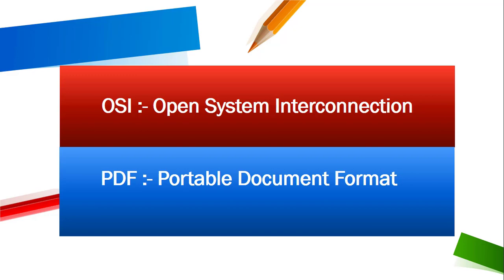Next we have OSI, that is Open System Interconnection, and PDF stands for Portable Document Format. There are basically 7 layers of the OSI model. First is the physical layer. Next is the data link layer, then the network layer. Fourth is the transport layer. Fifth is the session layer. Sixth is the presentation layer, and the last is the application layer.